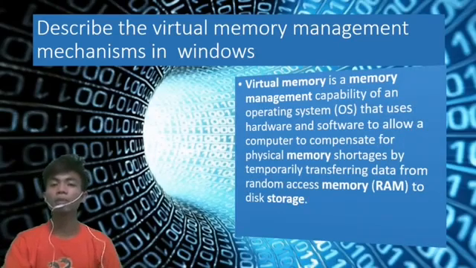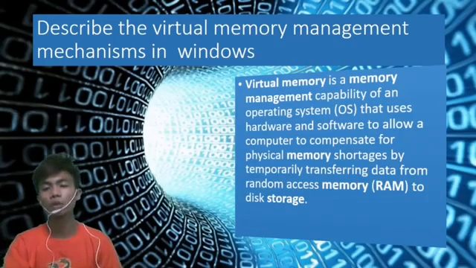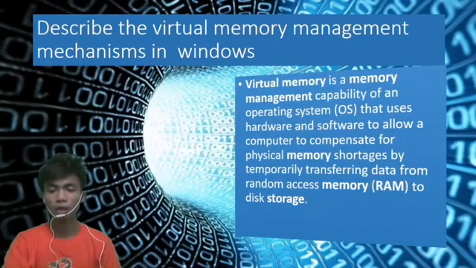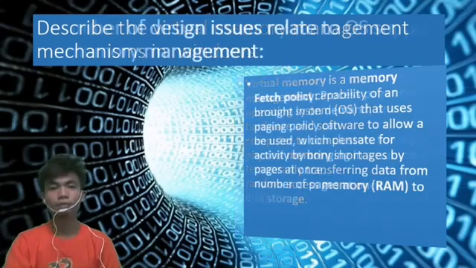Describe the virtual memory management mechanism in Windows. Windows virtual memory is a memory management capability of an operating system that uses hardware and software to allow a computer to compensate for physical memory shortages by temporarily transferring data from random access memory, also called RAM, to disk storage.